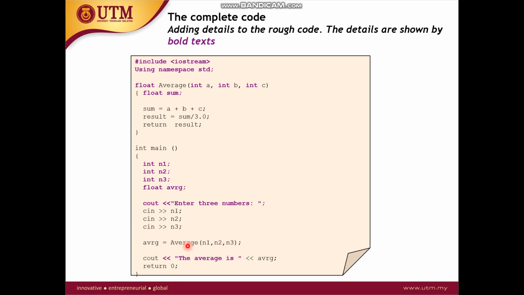Look, at this point what have we called? We have called the function average. Okay, it comes to this one: int a, int b, int c, and a, b, and c are going to be replaced with n1, n2 and n3 respectively. So it takes the summation of them, and the result is going to be the average of them. It returns the result to the function, and this average is going to be this result, and then cout the average is avrg, this variable. This is what is called the complete code of a C++ program.